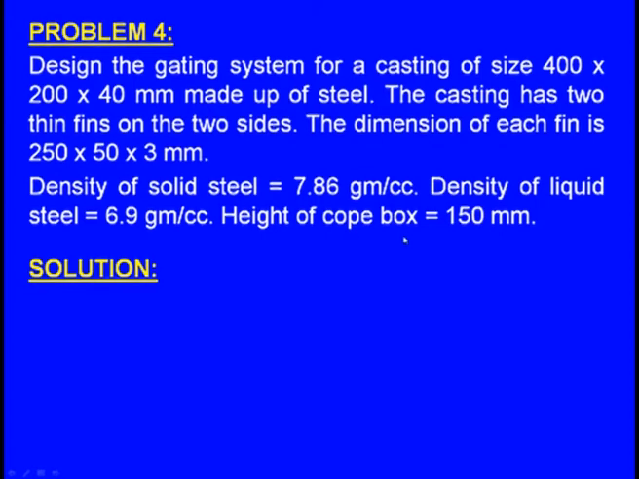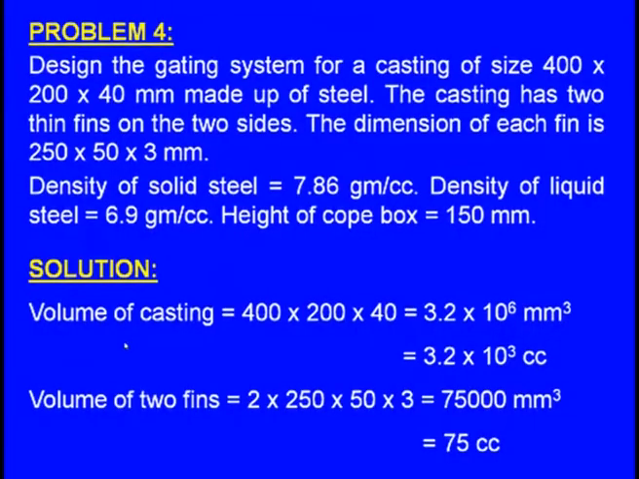Next, the height of the cope box is equal to 150 millimeters. Now, we need to design the gating system, meaning what is the cross sectional area of the choke, what is the cross sectional area of the runner, and what is the cross sectional area of the ingates. That is our task.